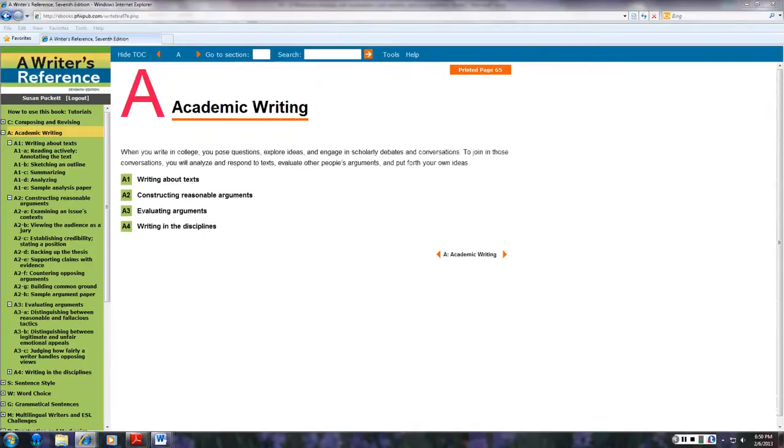If we look at the Hacker text and look at the section on academic writing, we look at the section A2, Constructing Reasonable Arguments, and look at the subheadings here. Examining context, we'll discuss momentarily. Establishing credibility, which will go to ethos. Supporting claims with evidence. And countering opposing arguments, building common ground. These are all ways that you construct a reasonable argument. I want us to look at a couple of these.